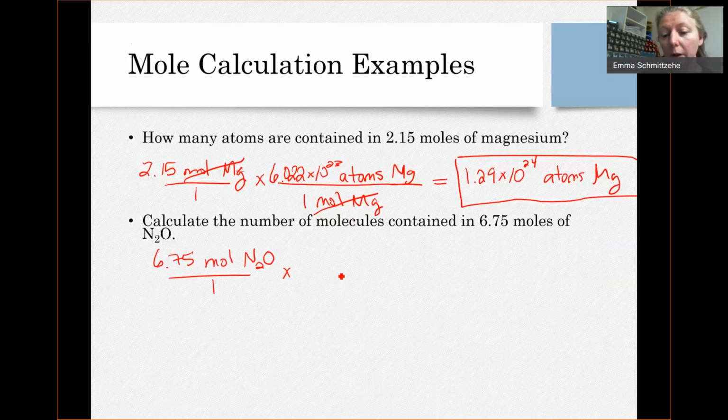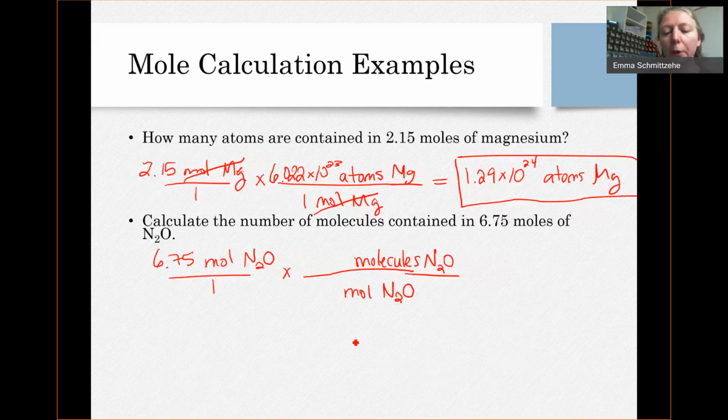And I want to get rid of moles of N2O. So I want to write that opposite so it cancels. And I want to go to molecules. And there's not really an abbreviation for molecules. Be careful if you abbreviate things that it doesn't overlap with something else.